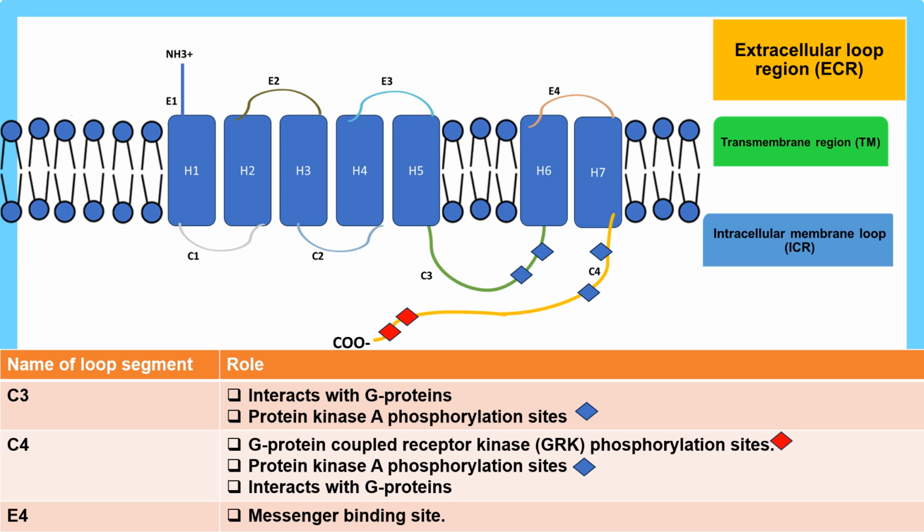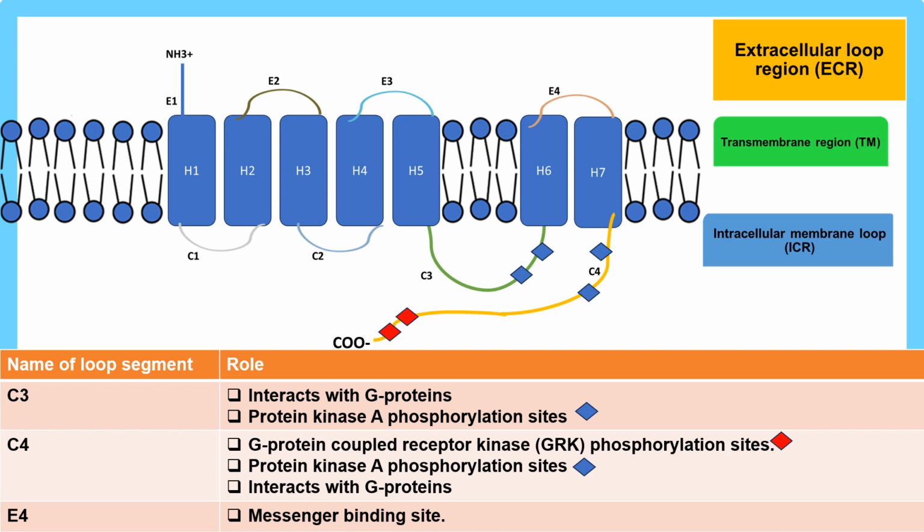So I'm going to be mentioning some of the functions of some of these structures here. C3, as you can see, is part of the intracellular membrane. In that part, that's where it interacts with the G proteins. And there are also sites called phosphorylation sites. So there are the protein kinase A phosphorylation sites, and you can see that's apparent in C3 and C4. Now C4, in addition to that, has G protein coupled receptor kinase phosphorylation sites. A gentle reminder that kinases are a type of enzyme that basically add a phosphate group to their target or substrate they act upon. And it also interacts with G proteins.